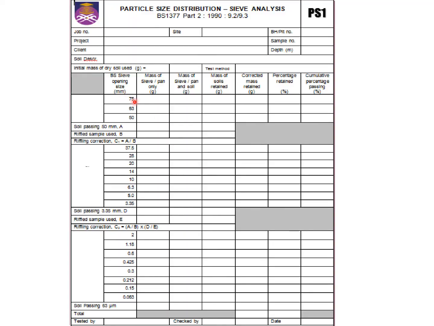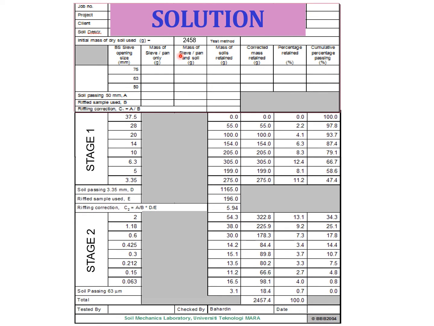We're going to fill in all the information just now from the example into this table, sieve analysis, particle size distribution. Alright guys, this is the solution. So you look at this. This one is the initial mass of dried soil used. Okay, this one is stage 1 and this one is stage 2. So you have to fill in all the information. Okay, for the first stage, there is no correction.